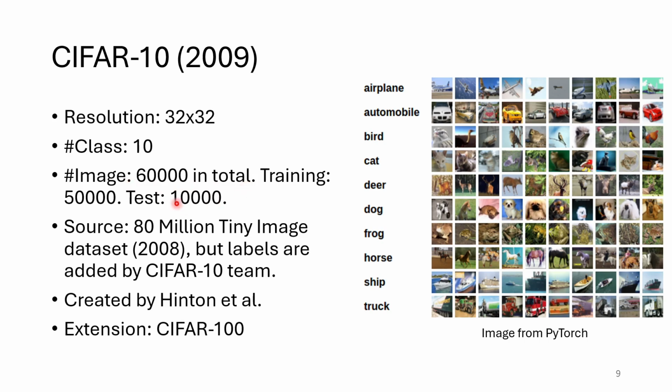How do they get those images? There is another dataset called the 80 million tiny images dataset. So they just used the existing dataset and cropped 10 classes from the dataset to form CIFAR-10. And there is another extension, CIFAR-100. The only difference is that there are only 10 classes in CIFAR-10, and there are 100 classes in CIFAR-100.